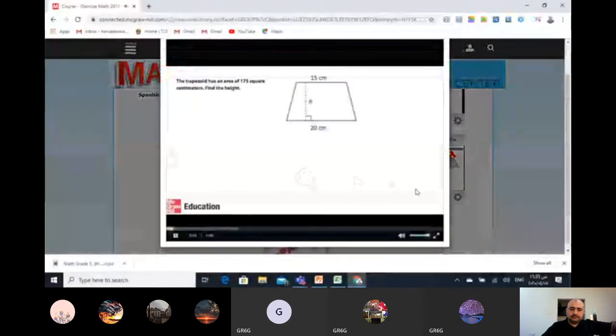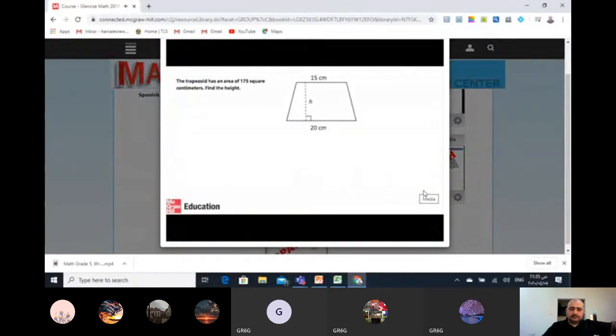Welcome to the McGraw-Hill Personal Tutor. The trapezoid has an area of 175 square centimeters. Find the height. Remember that the area of a trapezoid is 1/2 the product of the height and the sum of the bases.